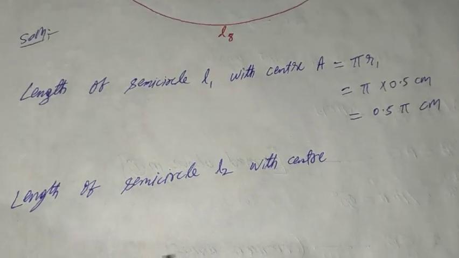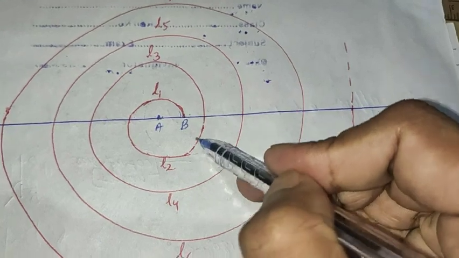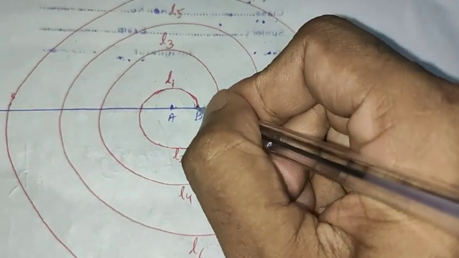Now students, the length of semicircle L2 is which one? This one is the semicircle. Now the center changes to B.